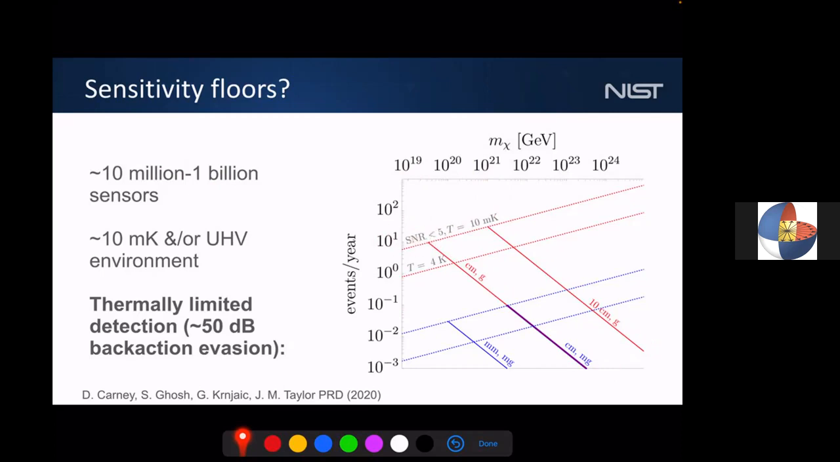at the cost of event rate. You can go to lower masses, and then it becomes more challenging. I mean, we think though that this stuff is really on the edge of possible, right? Because now you're looking at the sort of, you know, 1 to 10 events per year, and this is assuming they're able to get thermally limited. So that means you have to have substantial back action evasion in this type of effort.